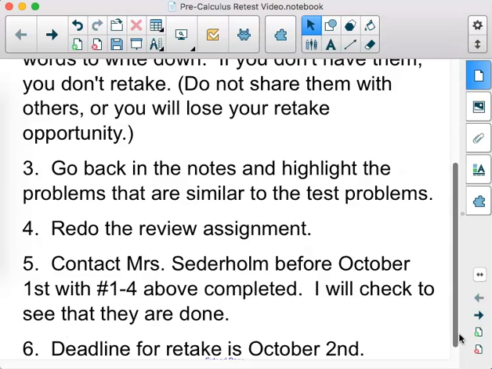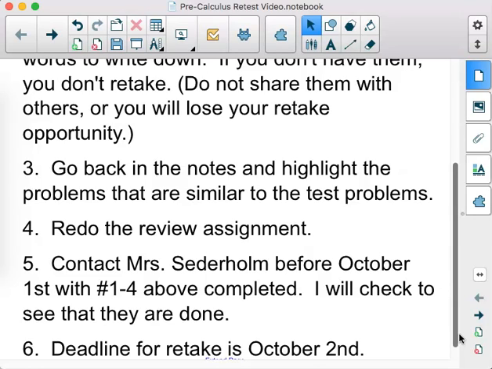So, step 3. Once we've gone over this video, you're going to go back in your notes and you're going to highlight the problems that are similar to the test problems. You might want to have your notes with you right now, and you can pause the video as you go through so that you realize, oh my gosh, this was just like this problem that we did in the notes. Everything that we have here is right out of the notes that was in the test.